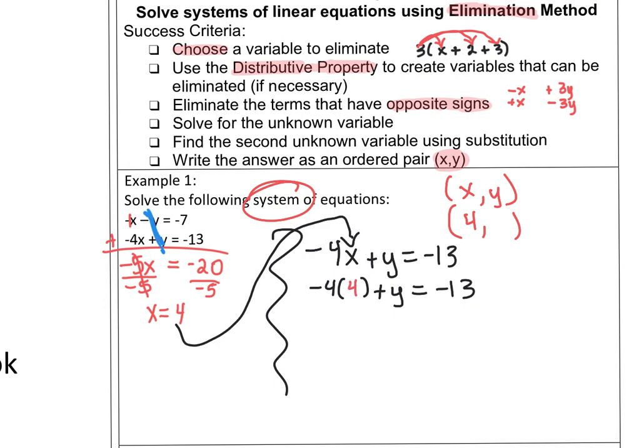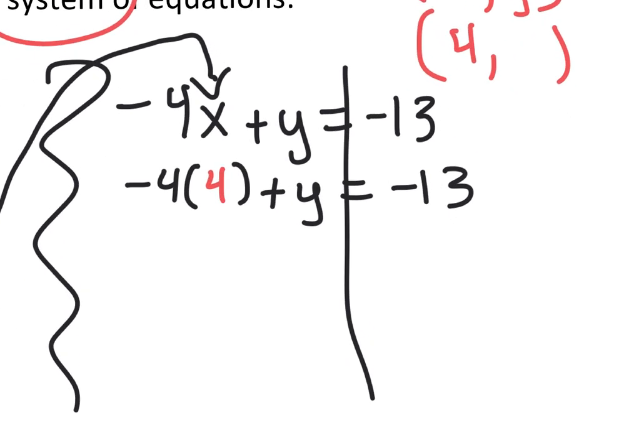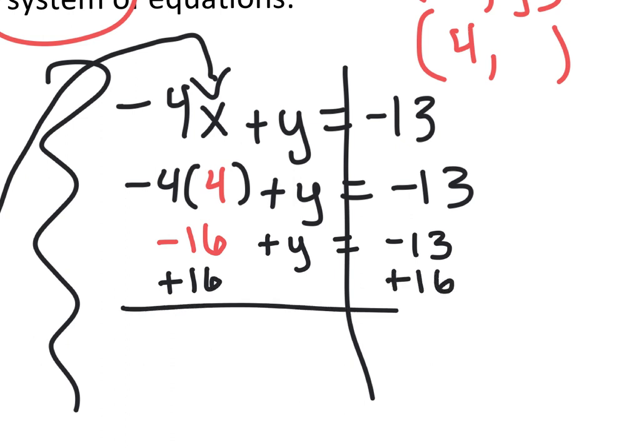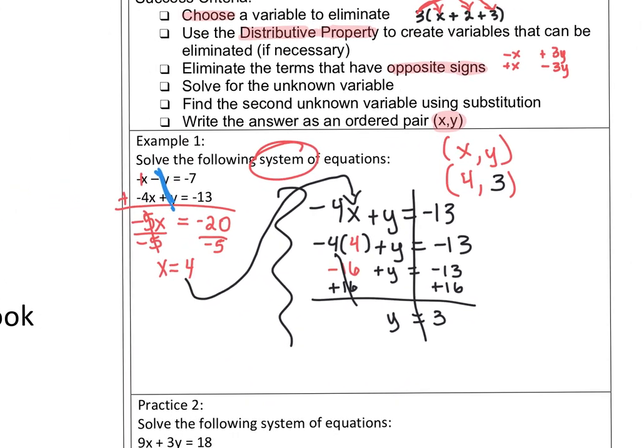All right, now go ahead and solve for y. So this is multiplication. So negative 16 plus y equals negative 13. I have to do my inverse here. Positive 16. Looks like I have a positive 3. Put that on up there, and I'm done with the problem. That is the elimination method.